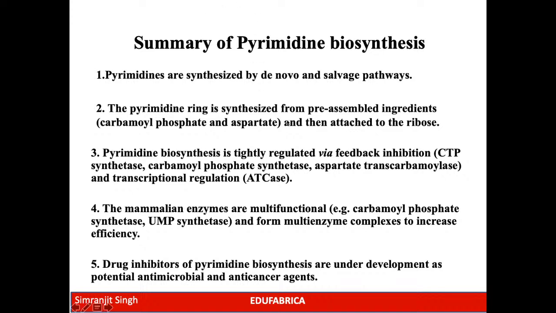And the pyrimidine ring is synthesized from pre-assembled ingredients, that is carbamyl phosphate and aspartate, and then attached to the ribose. Then pyrimidine biosynthesis is tightly regulated by feedback inhibition. So CTP synthetase, carbamyl phosphate synthetase, aspartate transcarbamylase, and transcriptional regulations all are being taken care of in that. And the mammalian enzymes are multifunctional, for example carbamyl phosphate synthetase and UMP synthetase, and form multi-enzyme complexes to increase the efficiency. So drug inhibitors of pyrimidine biosynthesis are under development as potential antimicrobial and anti-cancer agents.